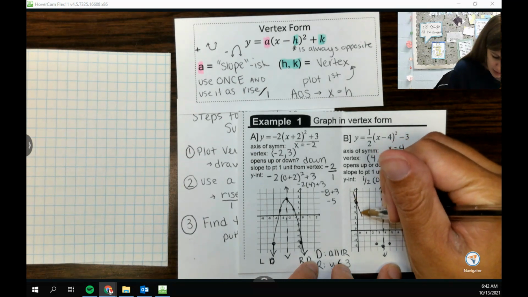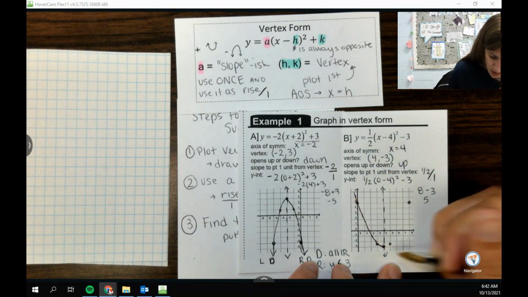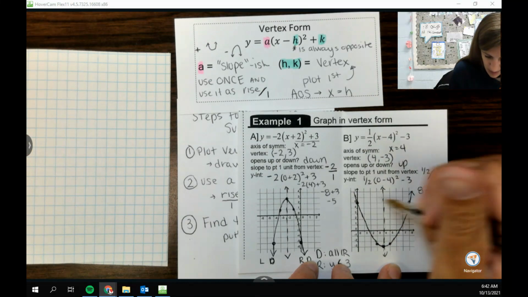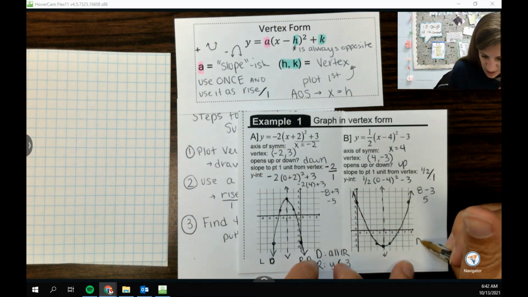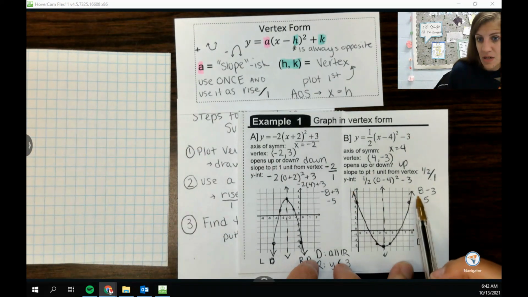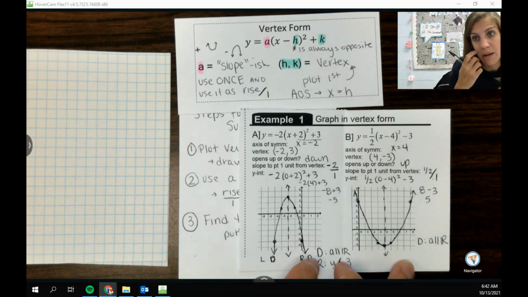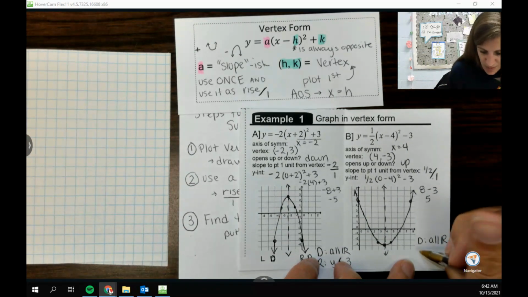Look at that cute parabola, curvy lines, not straight lines. Now this one is interesting. Domain, it's going left, it's going right, so still all. In fact, all parabolas will always have all real numbers as their domain.